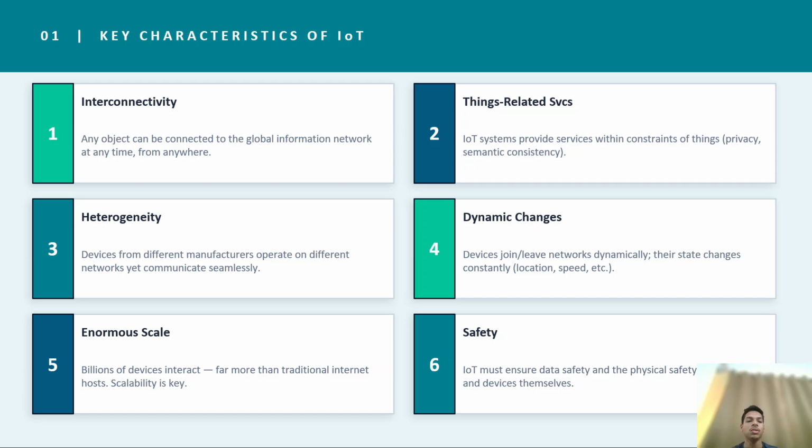Fifth, the enormous scale. We are talking about billions of devices, which is a massive engineering challenge. And sixth, safety. Both data security and the physical safety of users are critical. These six characteristics define what separates a true IoT system from a simple connected device.